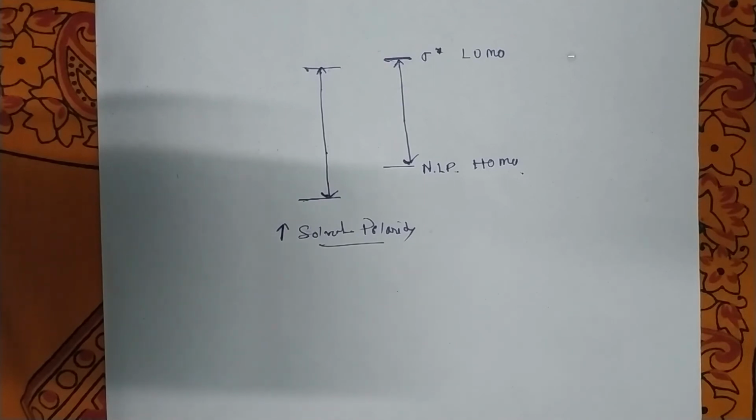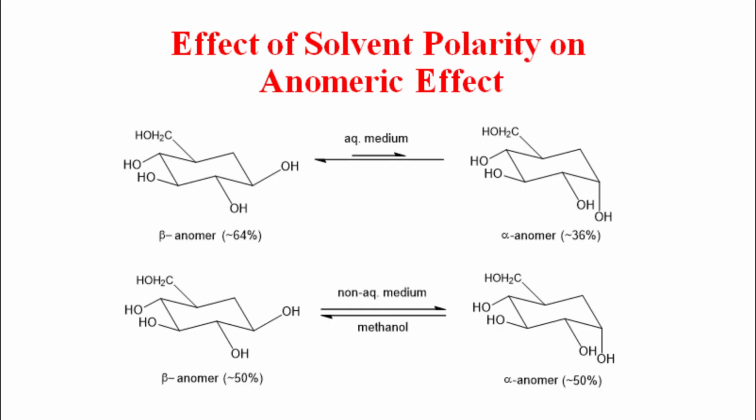So this data suggests these facts, that if we carry out the mutarotation in a pure methanol medium, as the methanol medium is much less polar than the aqueous medium, the concentration of the alpha anomer will increase, and also the equilibrium constant from the beta to alpha anomer will increase. So this can also be supporting evidence for this molecular orbital explanation.